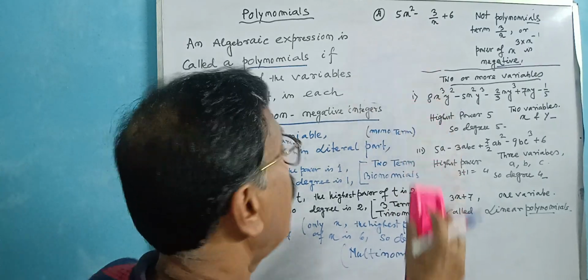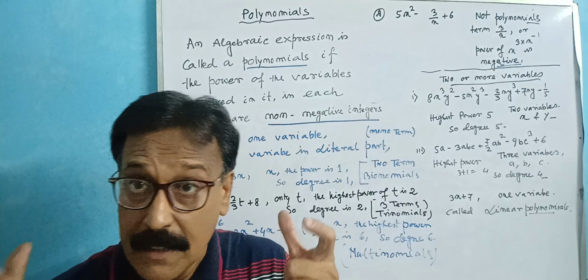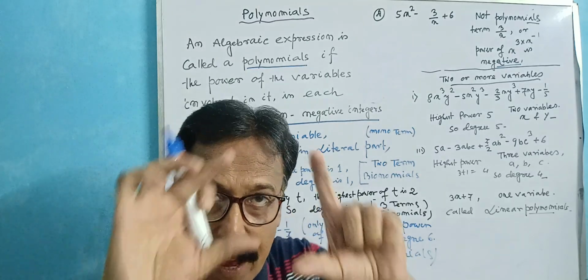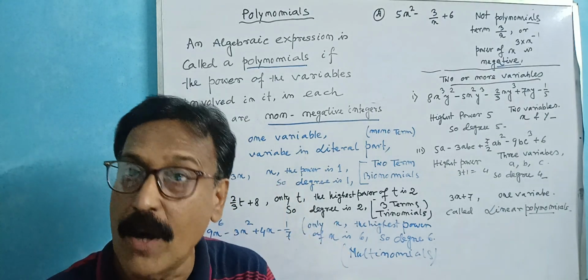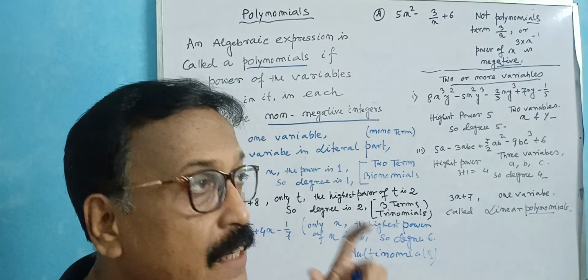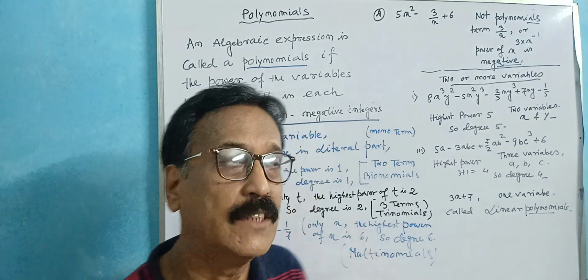What do you mean by the polynomials? Just you check. Always তোমরা চেক করবে an algebraic expression, তার ভ্যারিয়েবলগুলো দেখবে, ভ্যারিয়েবলগুলোর পাওয়ারগুলো দেখবে. পাওয়ারটা যদি নেগেটিভ হয়ে যায়, is not a polynomial. First thing is this, okay?